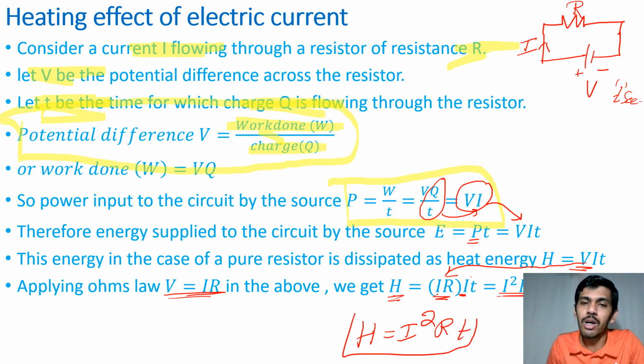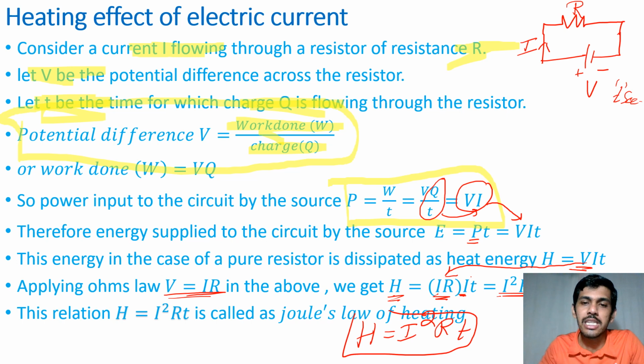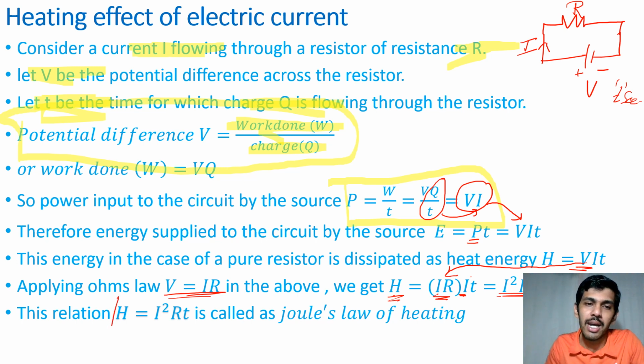This particular formula itself is called Joule's law of heating. So they may ask you in the exam, just state Joule's law of heating. If they ask you the statement, what you need to write? The heat energy dissipated in a resistive circuit is directly proportional to the square of the current, directly proportional to the resistance, and directly proportional to the time for which the current flows in the circuit.